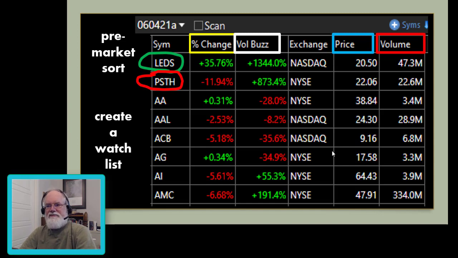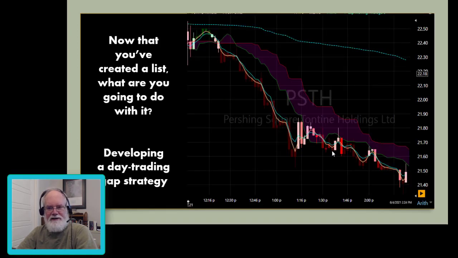But that's the first thing, is you've got to have a way to scan the market to try to narrow down the list of stocks you're going to be looking at. I'm looking basically for high percentage moves, high volume moves, good price range. Now that you've created a list, what are you going to do with it? So you have to develop a day trading gap strategy. Now I'm not going to show you all the details of what I use. I'm going to show you some things, some ideas though, and you can develop your own.